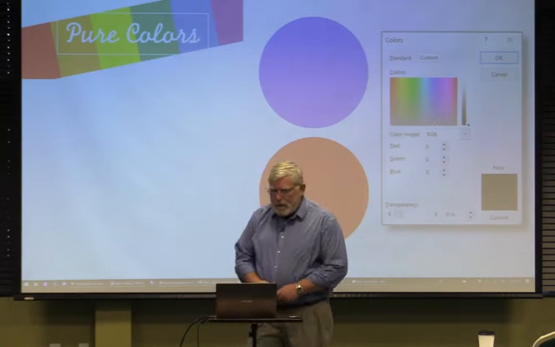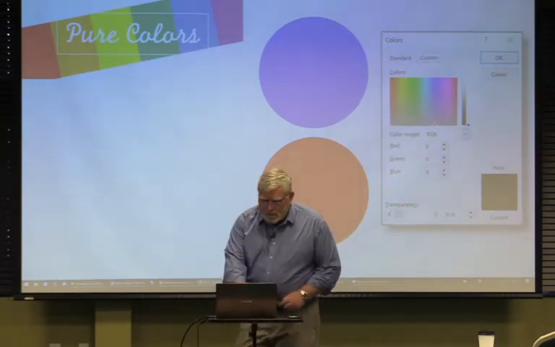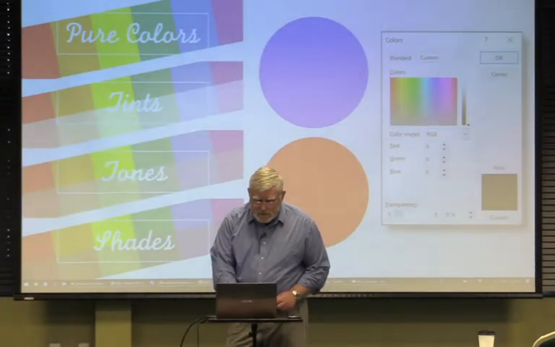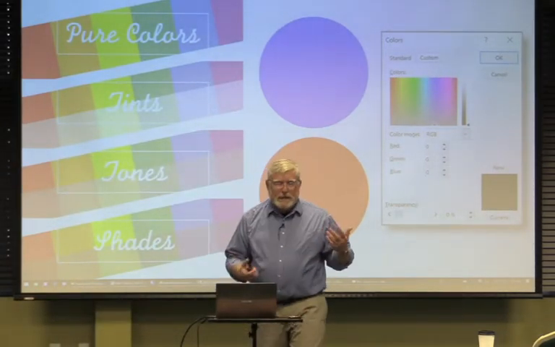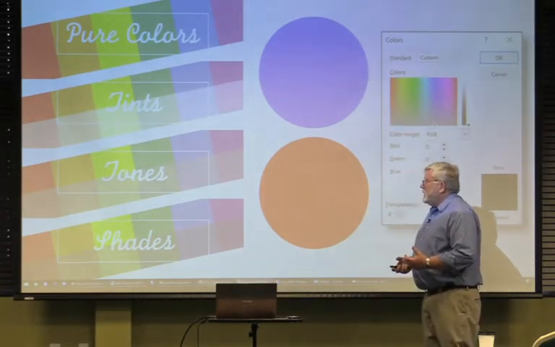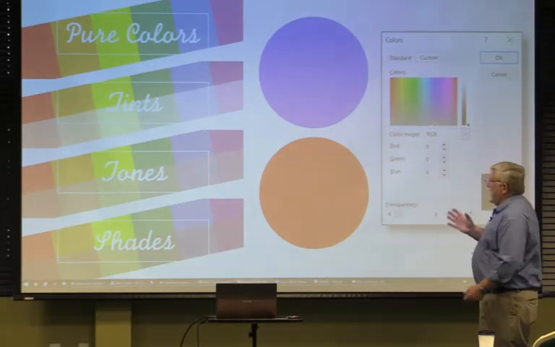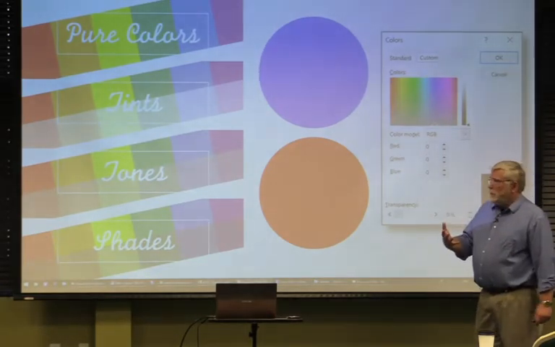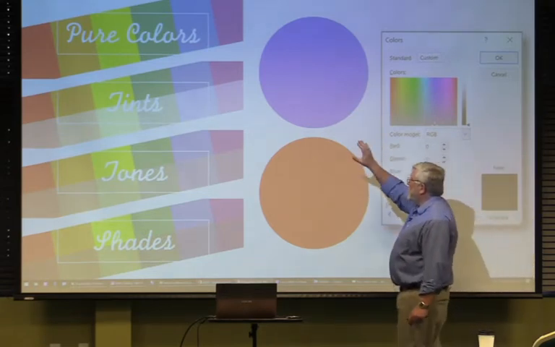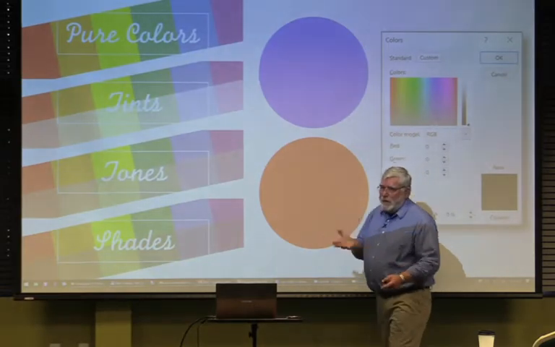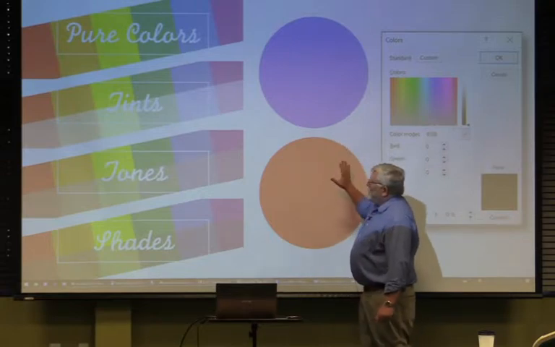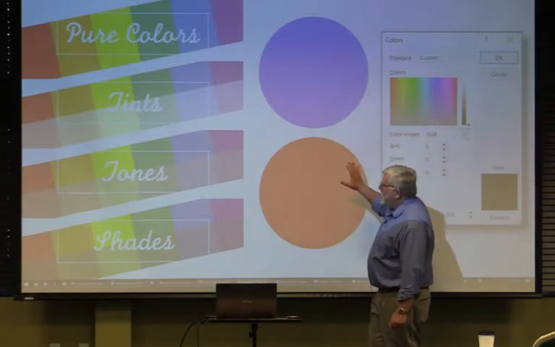Then you have pure colors versus tints, shades, and tones. And this gets really into a lot more theory than anything. So I'll just point this out to you just so you understand what we're talking about. So pure colors, this is really red. I know it doesn't look red up there, but it's actually pure red. So you have red and blue. Those are pure colors.